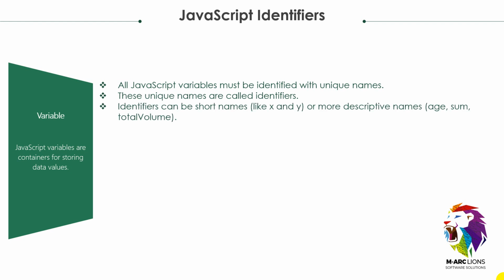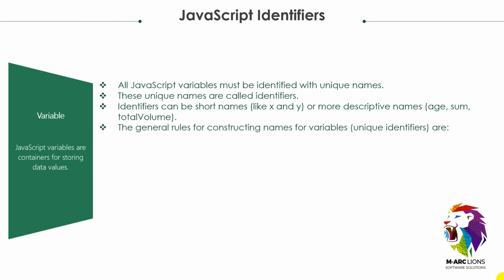An identifier can be a short name like x and y, as it was in algebra, or more descriptive names like age, sum, total value. In the previous example I was using the variable name total, which represented that it is going to be the total of something, which was easy to understand and readable. But if I was using x, then it would be complicated for me to view after a few days. If I go back to that code after a few days, it would be really complicated for me to understand.